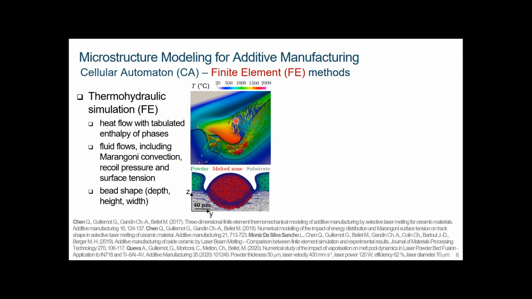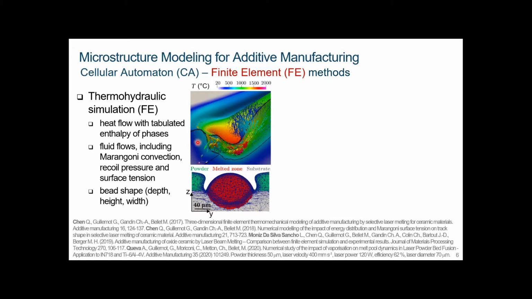But here is an illustration. The color map is the temperature field. Just below the laser, this is the powder bed fusion process. Below the fusion, you have a curved liquid-gas interface due to the recoil pressure. You see here the shape of the interface in black between the liquid and the gas. Of course, surface tension is accounted for, as well as Marangoni convection.